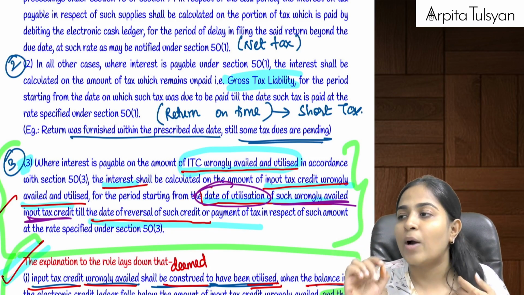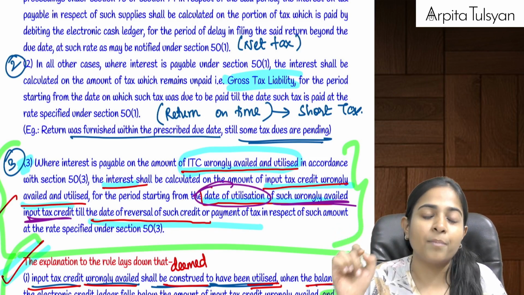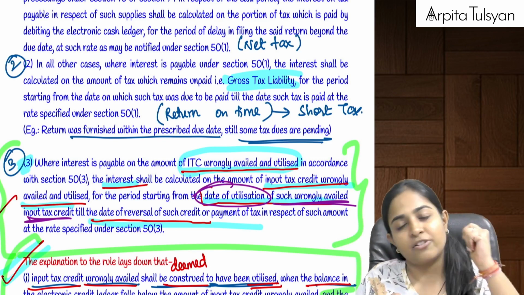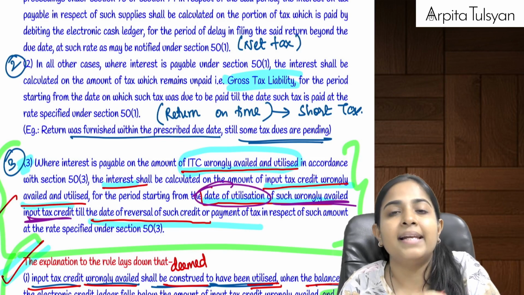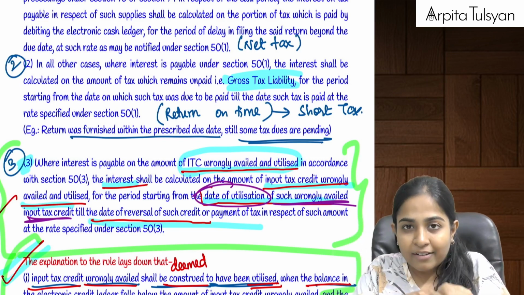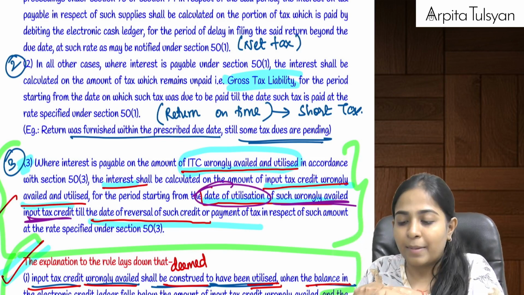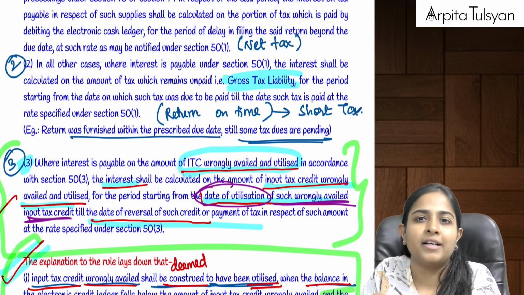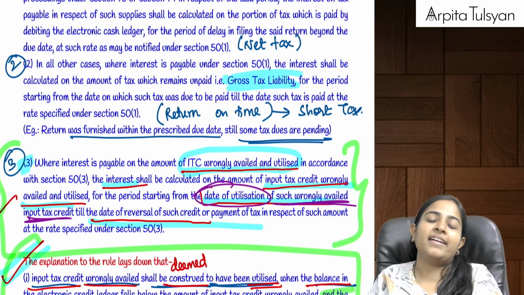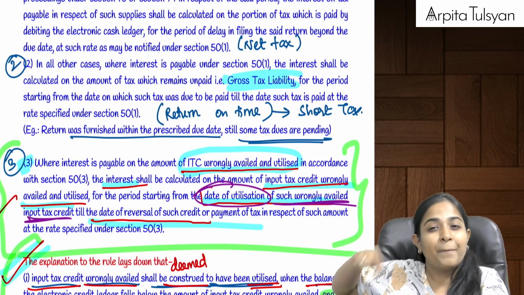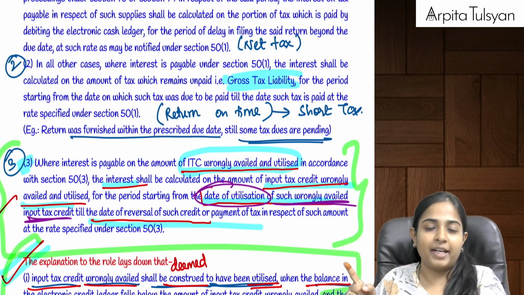Let's say you have wrongly availed ITC of 10 lakh. From that you utilize 2 lakh. Interest will be applicable on that 2 lakh. Let's say you utilize that 2 lakh of wrong balance in the month of March. So whatever was the due date for filing the return for the month of March or the actual return filing date, whichever is earlier, from that day your interest meter is going to start till the time you repay this amount back to the government.